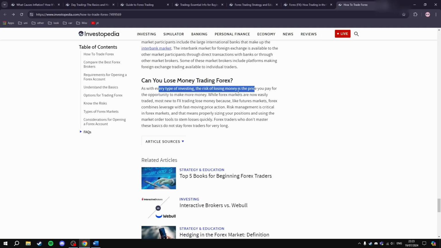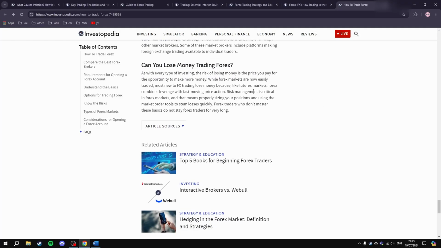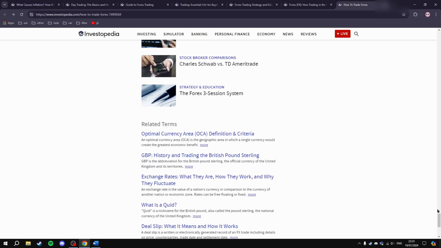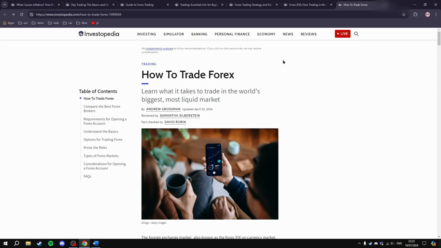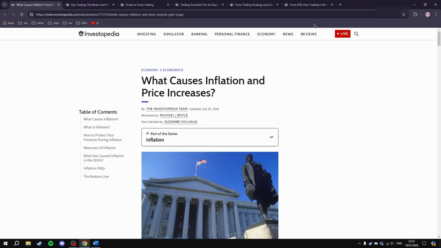Can you lose money while trading Forex? Yes, you can. So risk management is critical in Forex markets. And that's everything. So finish this one off. Can close that tab. Still got some tabs open.